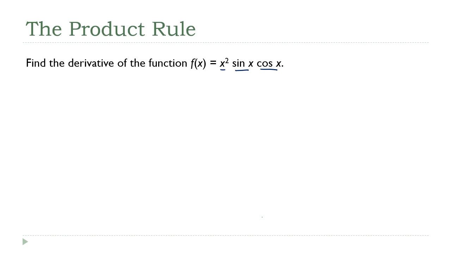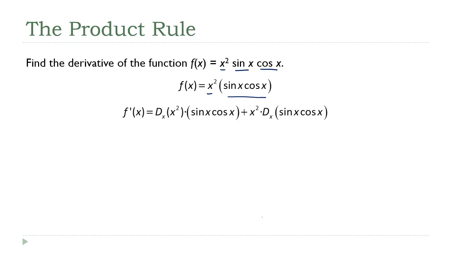All right, so what I'm going to do right off the bat, I'm going to group the last two functions together. Now, there's nothing magical about the last two. I could have done it with the first two, and we'd have ended up in the same place. So now I have this kind of refactored as two things multiplied together, and that's a situation we can apply the product rule to.